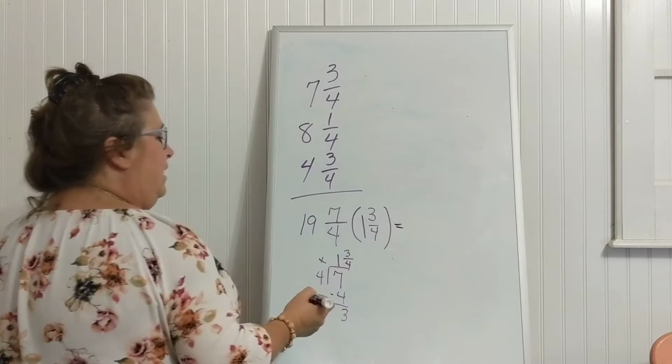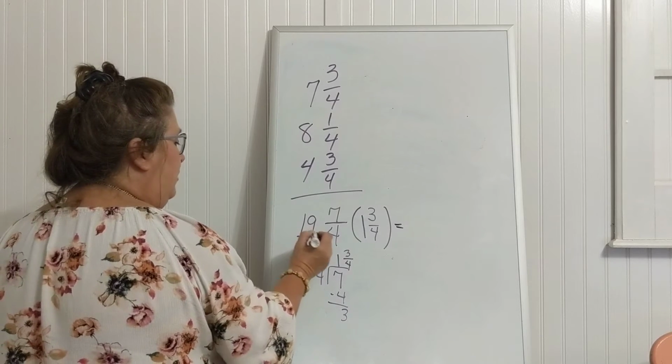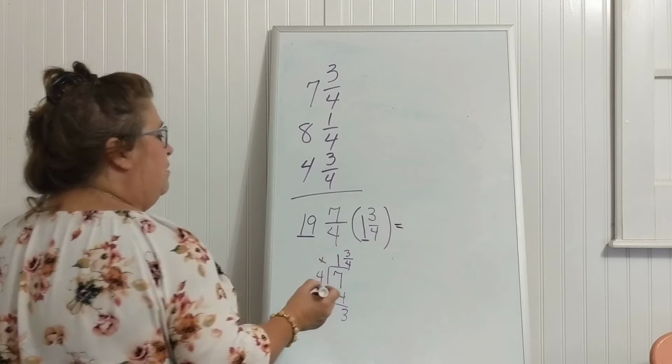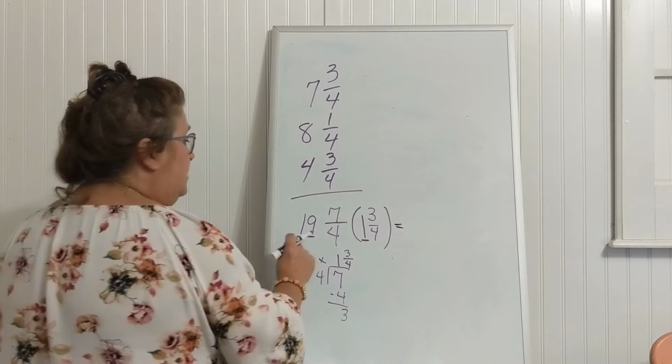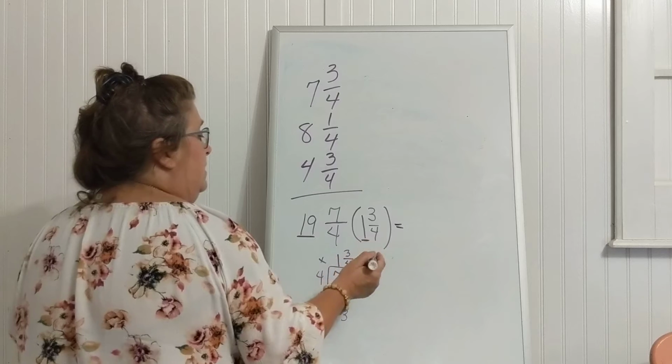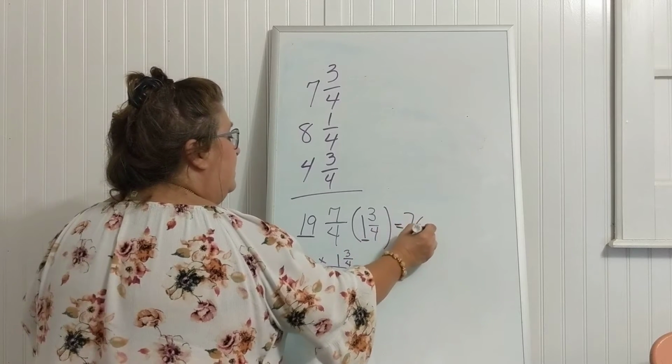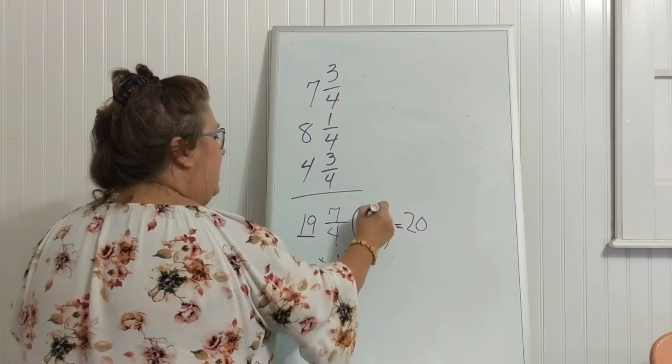But now in our answer, we have a whole number here and we have a whole number over there. So we're going to have to put those two whole numbers together. So what's 19 plus 1? 19 plus 1 is 20. And what's our fraction here we have to make sure we have in our answer?